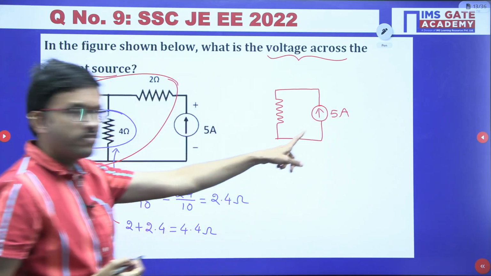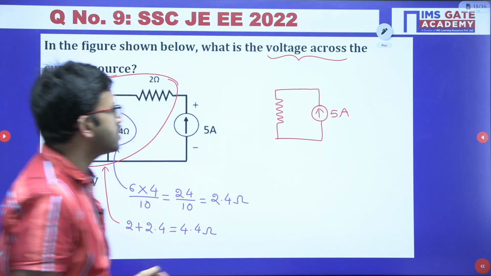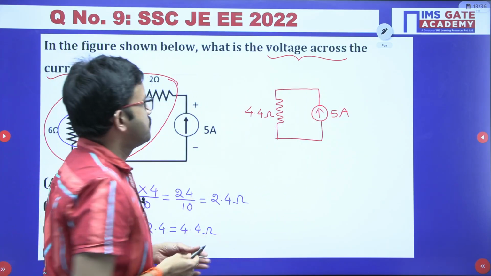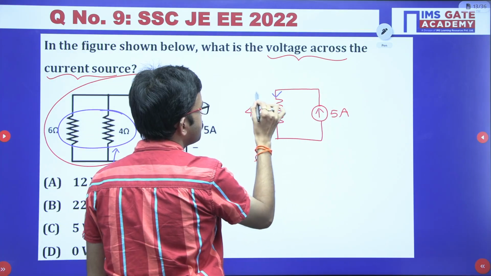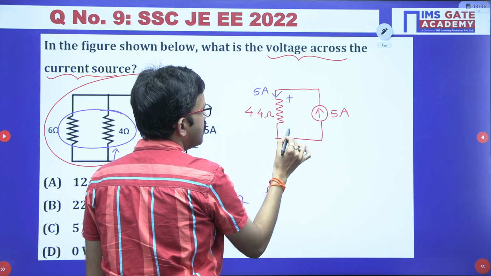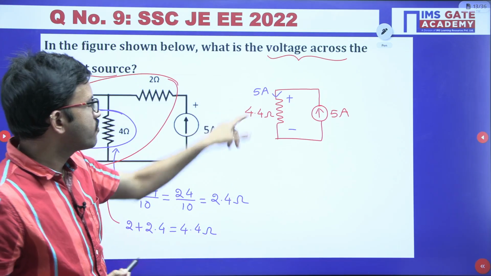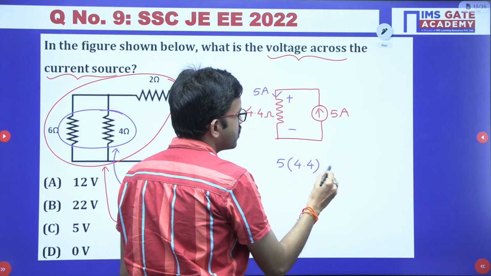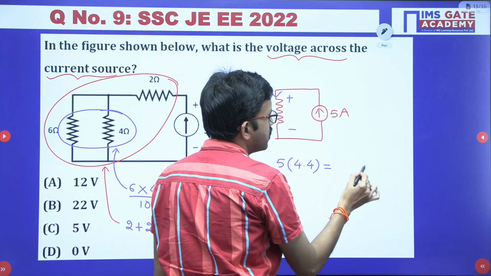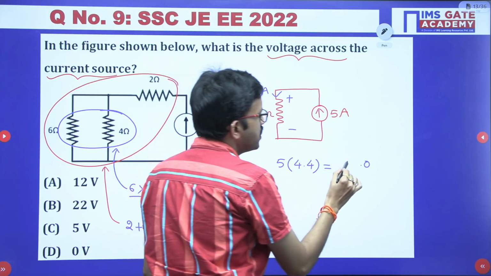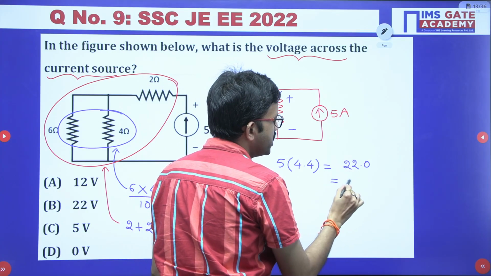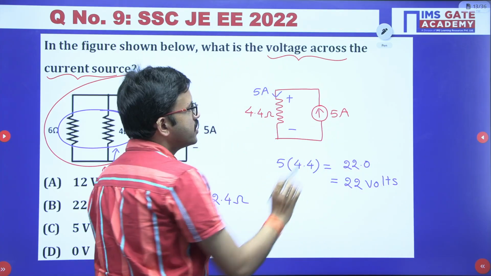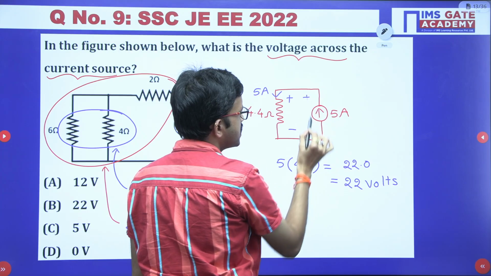Here you have 5 ampere, and this entire equivalent resistance, just now we got, is 4.4 ohm. Now just apply Ohm's law, that's all. Here 5 ampere current is coming like this. By using Ohm's law, the voltage across this one is 5 into 4.4. 5 4s are 20, then 5 4s are 20 plus 2, 22. So 22.0, that is nothing but 22 volts. And with respect to the current source, the voltage polarities are the same, plus minus.